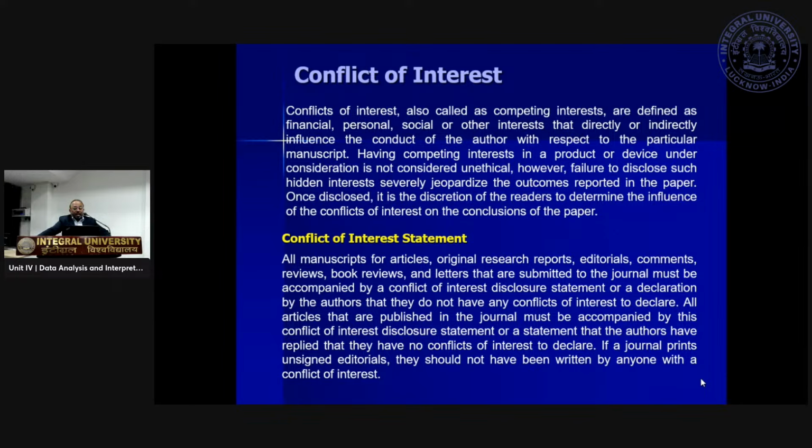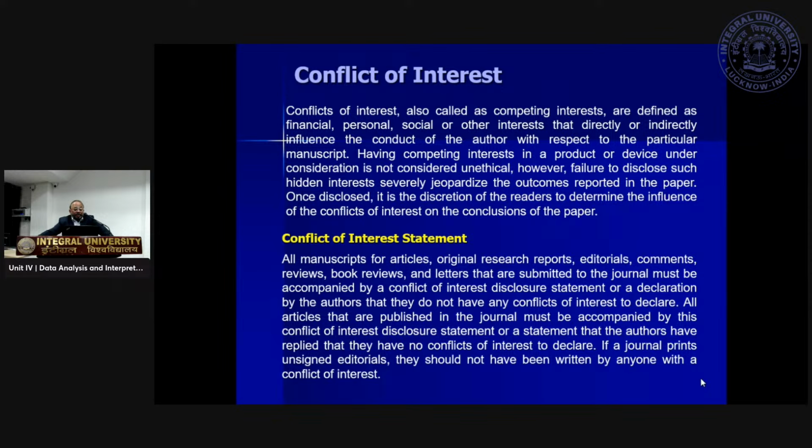So, having a competing interest in the product or device under consideration is not considered unethical. However, failure to disclose such hidden interests severely jeopardizes the outcome reported in the paper. So once disclosed, it is at the discretion of the readers to determine the influence of the conflict of interest on the conclusion of the paper.